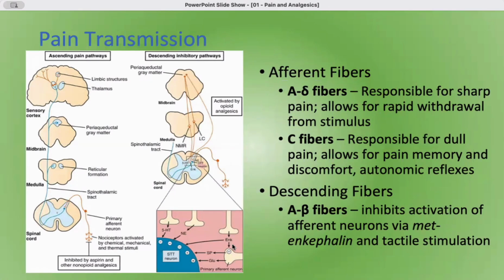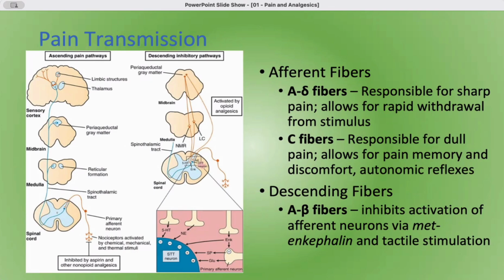You have fast fibers, the A delta fibers for fast, and then C fibers are for slow transmission. So they have different responses. The fast response obviously is to protect you from further injury. So if you touch something hot, that fast transmission will cause you to quickly withdraw your hand from the hot stimulus.